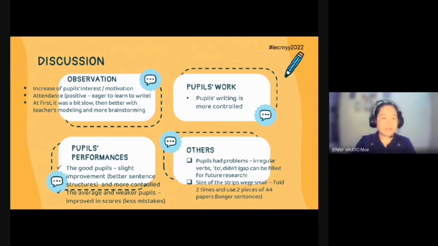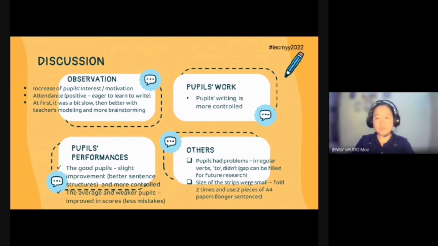All right. Based on my observation, I can see that there is an increase in pupils' interest or motivation. They are eager to learn to write, and so their attitude is getting more positive. At first it was a bit slow because they have to prepare the strips, but then as we move on, they got better with teacher's modeling and more brainstorming.